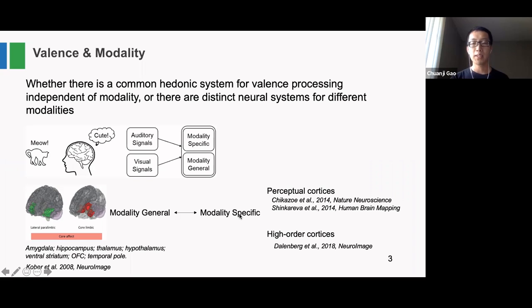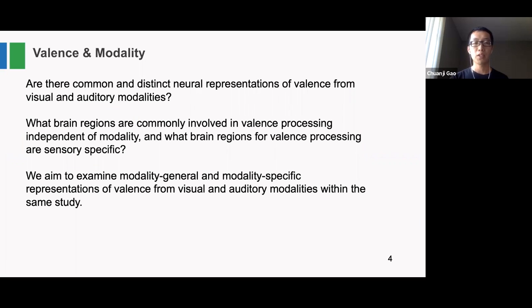However, the other possibility is that there might be some higher-order cortices that are visual or auditory specific, or modality specific in general. For example, the Dannenberg paper shows that different subregions of the prefrontal cortex might be involved in visual or olfactory valence processing, respectively. So there are questions about whether there are common and distinct neural representations of valence processing from visual and auditory modalities. It's also not clear which brain regions are commonly involved in valence processing independent of modality, and which are visual or auditory specific. So first of all, I'm going to present some data examining, in the same study, the modality-general and modality-specific representations of valence from visual and auditory modalities.